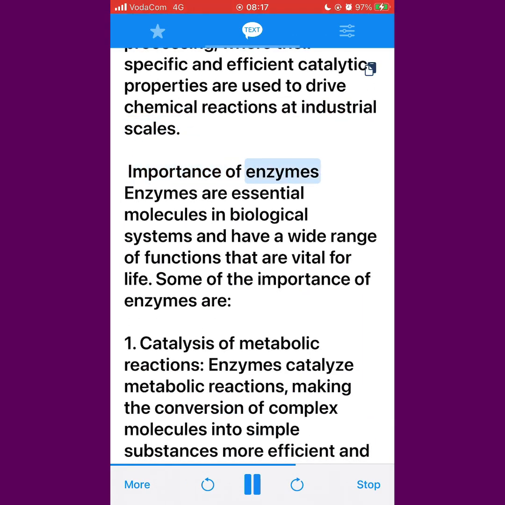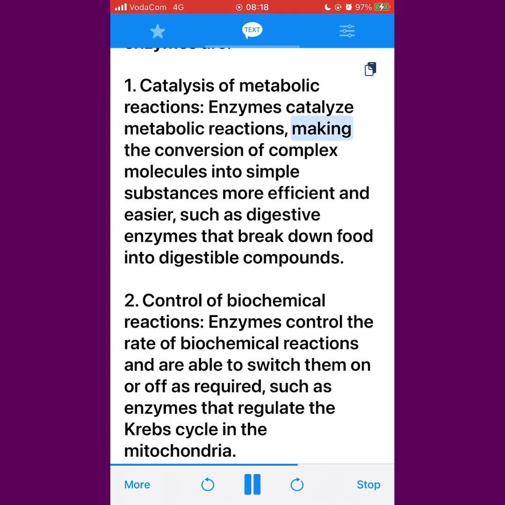Importance of enzymes. Enzymes are essential molecules in biological systems and have a wide range of functions that are vital for life. Some of the importance of enzymes are: 1. Catalysis of metabolic reactions. Enzymes catalyze metabolic reactions, making the conversion of complex molecules into simple substances more efficient and easier, such as digestive enzymes that break down food into digestible compounds.